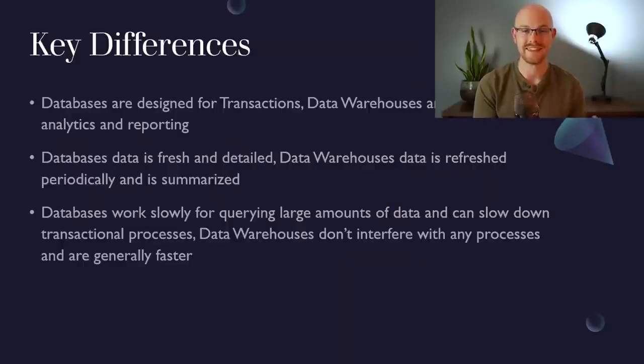So now let's look at some of the key differences between a database and a data warehouse. A database is going to be used for recording transactions, whereas a data warehouse is going to be used for analytics and reporting. A database is going to have fresh and detailed data, whereas a data warehouse is going to have summarized data, and it's only going to be as fresh as the ETL process is created. A database is going to be a little bit slower for querying large amounts of data, and when you do query large amounts of data, it can actually slow down the processing of all those transactions. A data warehouse was designed for the exact opposite. It was designed to be very fast at querying and not slow down any processes, because it isn't part of that transaction processing at all.